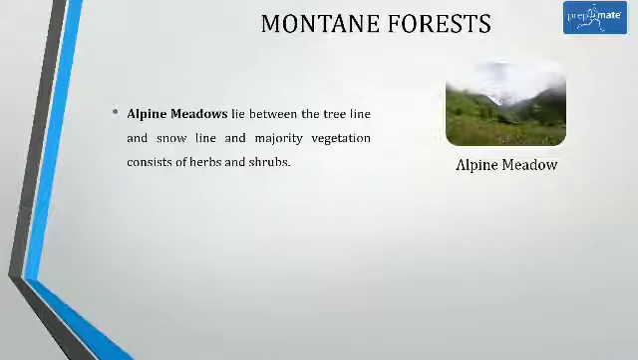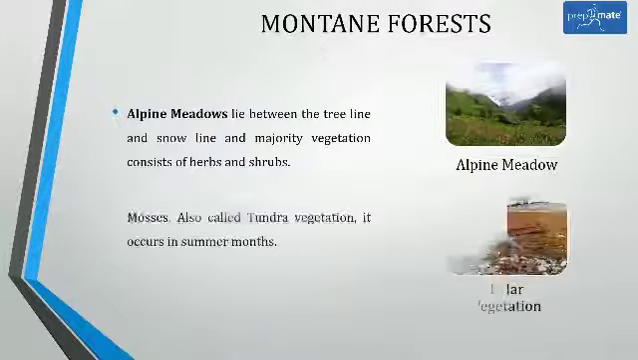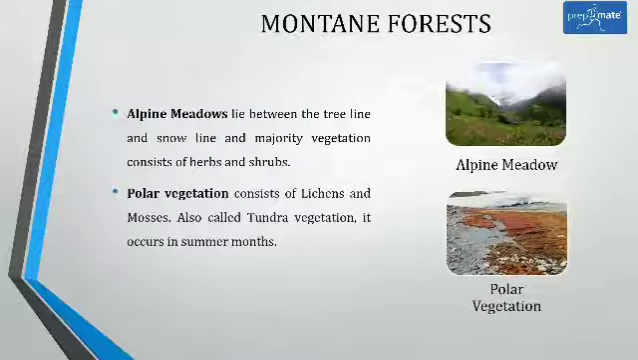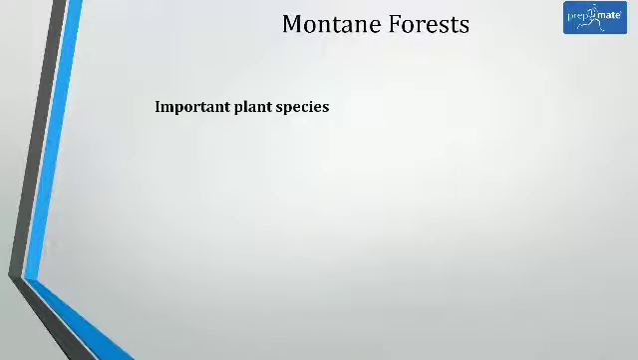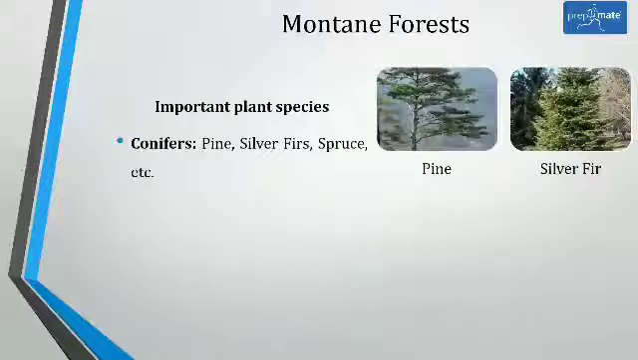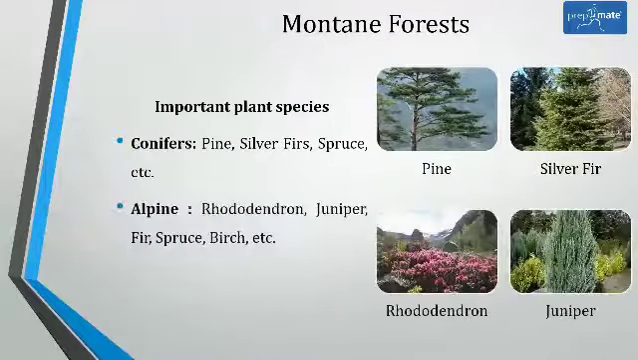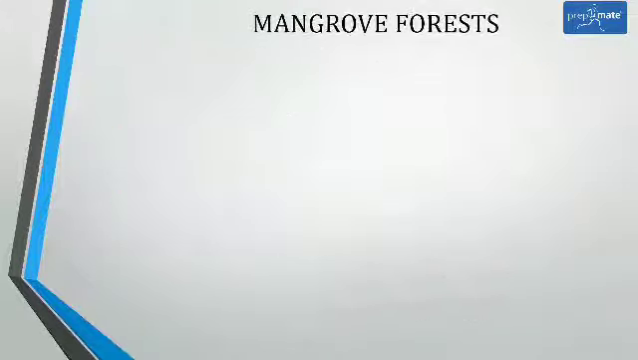Alpine meadows lie between the tree line and the snow line of mountains. The vegetation of these meadows consists mainly of herbs and shrubs with a few scattered trees. Polar vegetation predominantly consists of lichens and mosses. This vegetation is locally called tundra in Russia. This vegetation occurs during the summer. Important plant species found in coniferous forests are pine, silver firs, spruce, etc. Important plant species found in alpine meadows are rhododendron, juniper, fir, spruce, birch, etc.